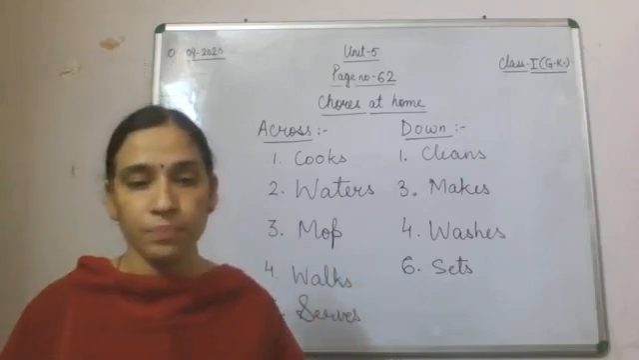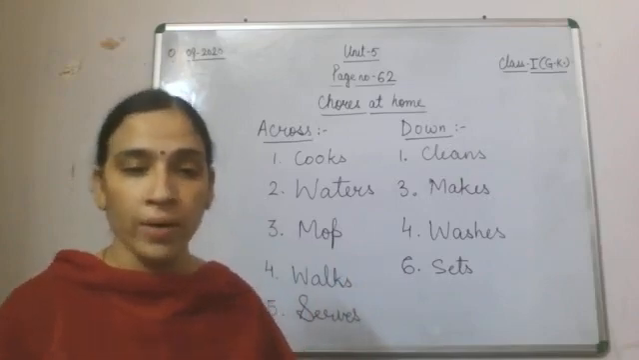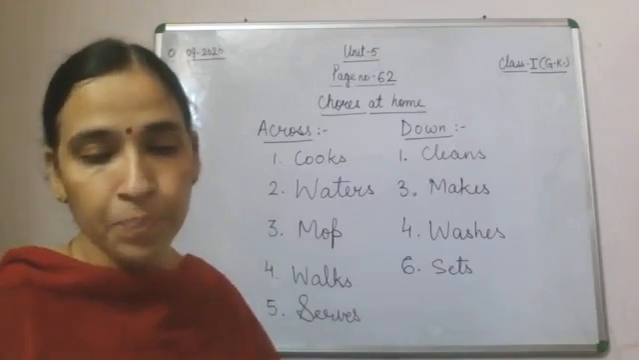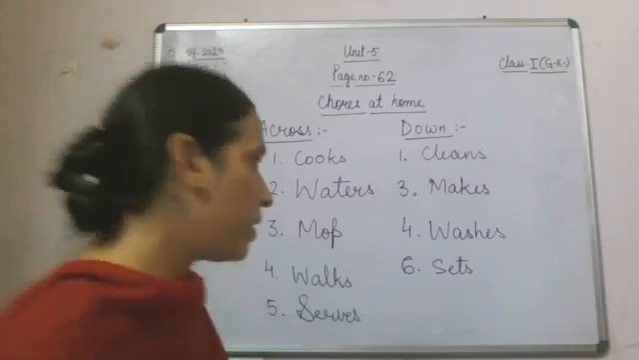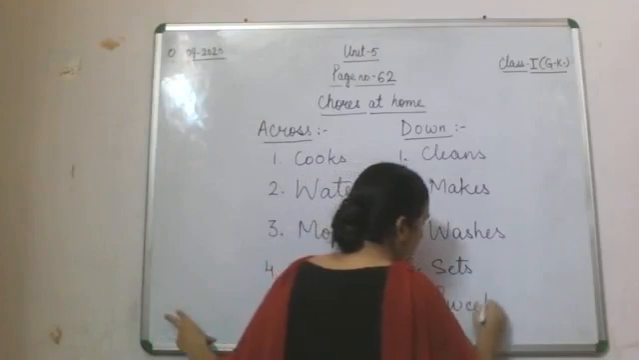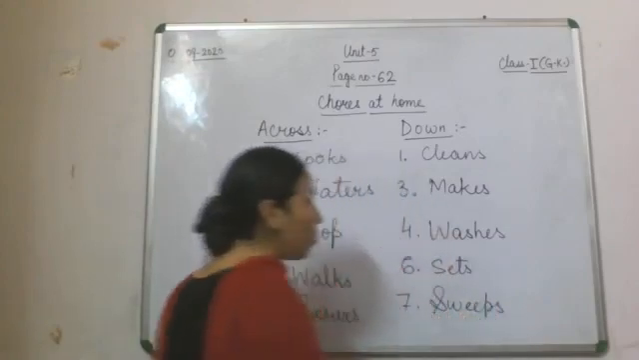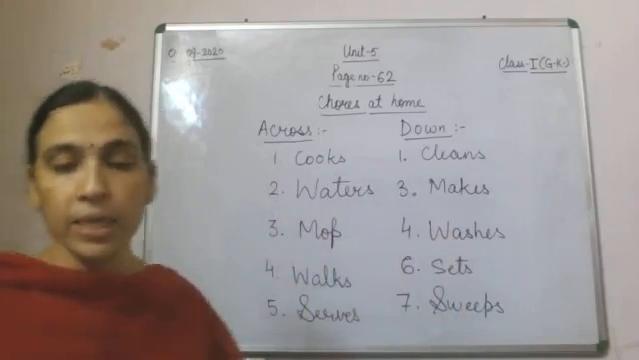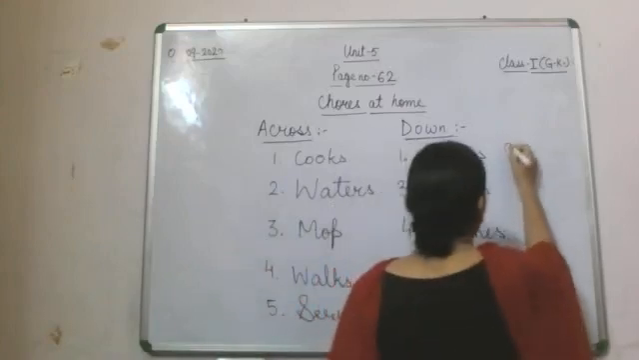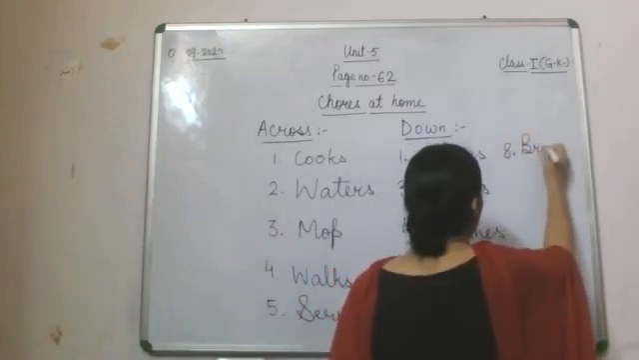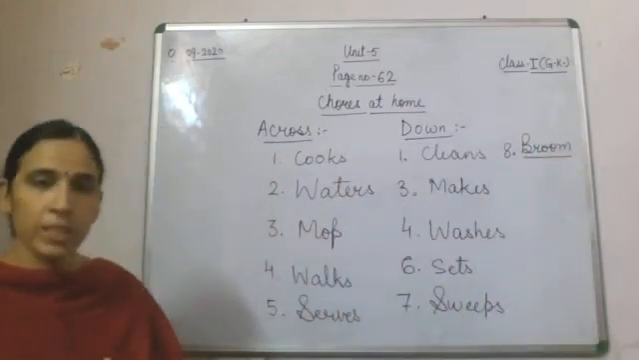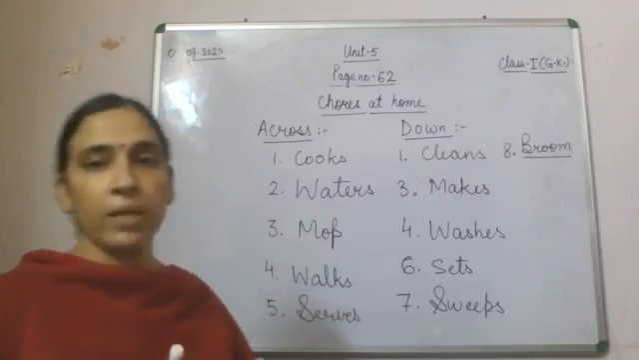Now Sia broom the floor on weekends. Now Sia number 7 is sweeps the floor on weekends. Sweeps means cleaning the floor on weekends. Sweeps the floor on weekend. Now last is they always sweep the floor with a broom. Yes, number 8 is broom. They always sweep the floor with a broom. With a broom. Broom means the jadu. The name of that jadu is broom.